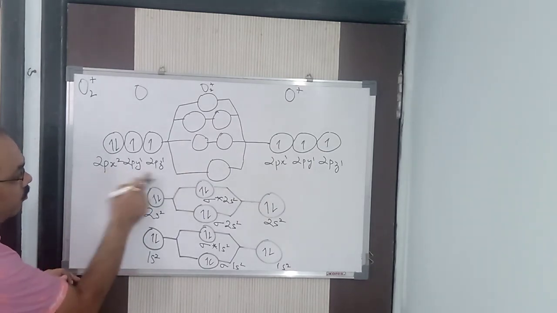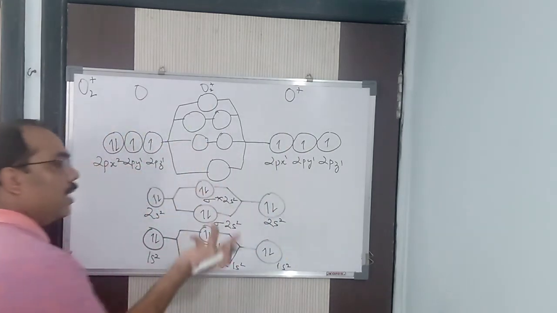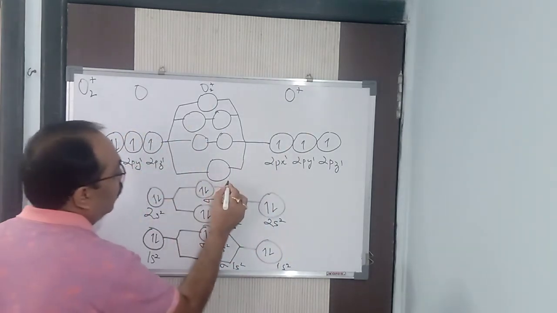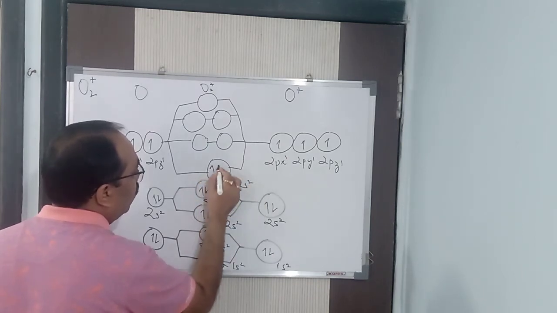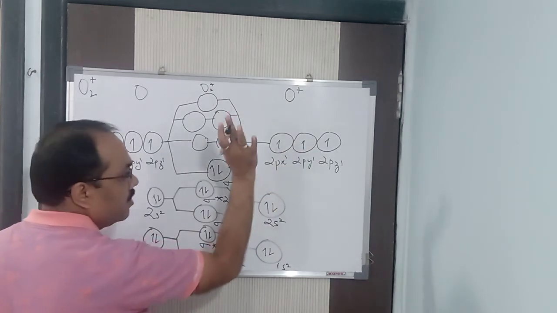4 plus here 4, 8. Here it is 4 plus 3, 7. 1 electron less. Done. Fine. Now I will fill it up. Here it will be sigma 2s2, so 2 electrons will come here. Total how many is there? Here 4 and here it is 3, 7. 7 you need to fill up.